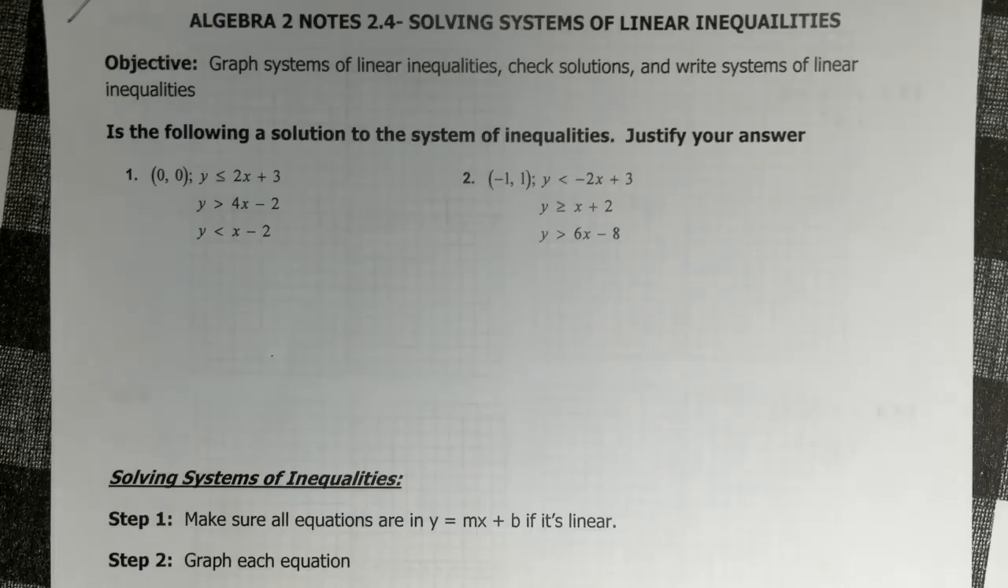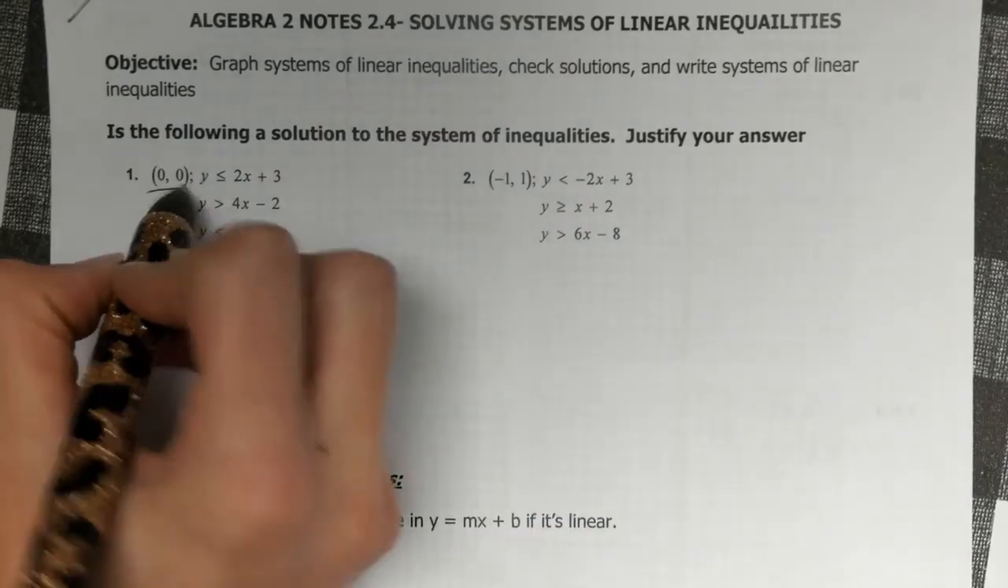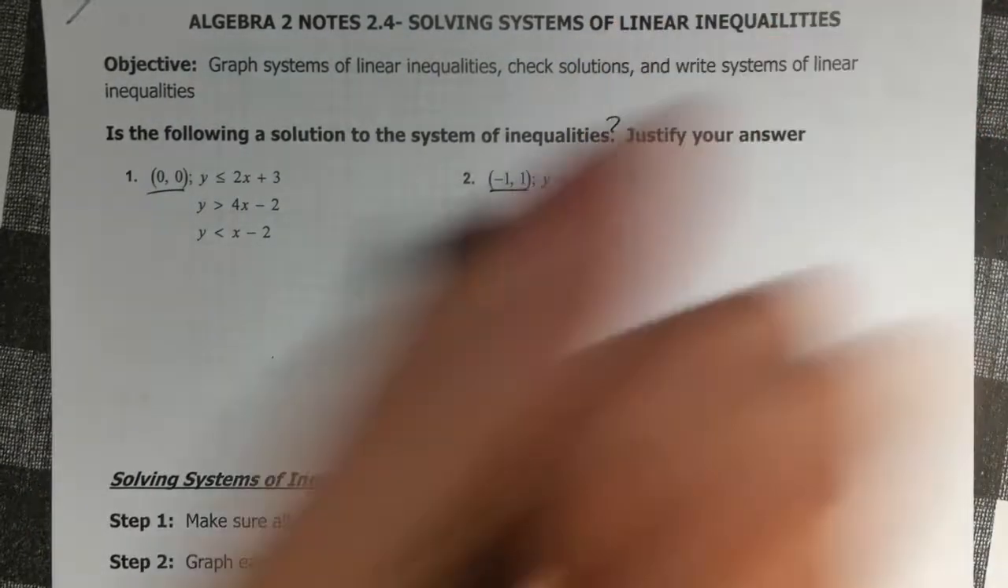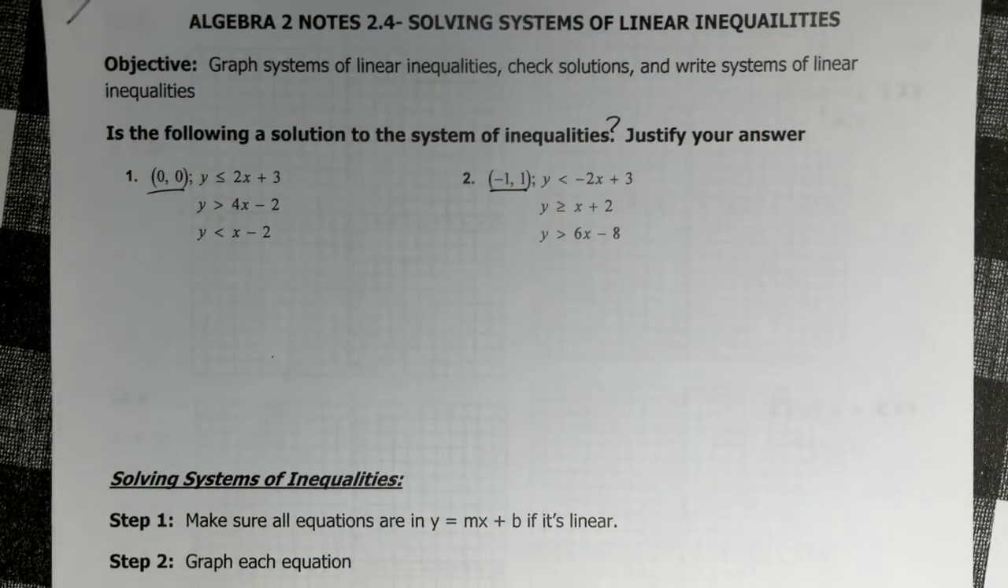For the first two examples, I give you an ordered pair, and I'm asking, is the following a solution to the system of inequalities? Just like we had the ordered triple last lesson, where we had to store the values for x, y, and z, plug them in, and see if it was true, that's essentially the same stuff. You're just back to an x and a y. However, you don't have an equals, it's an inequality.